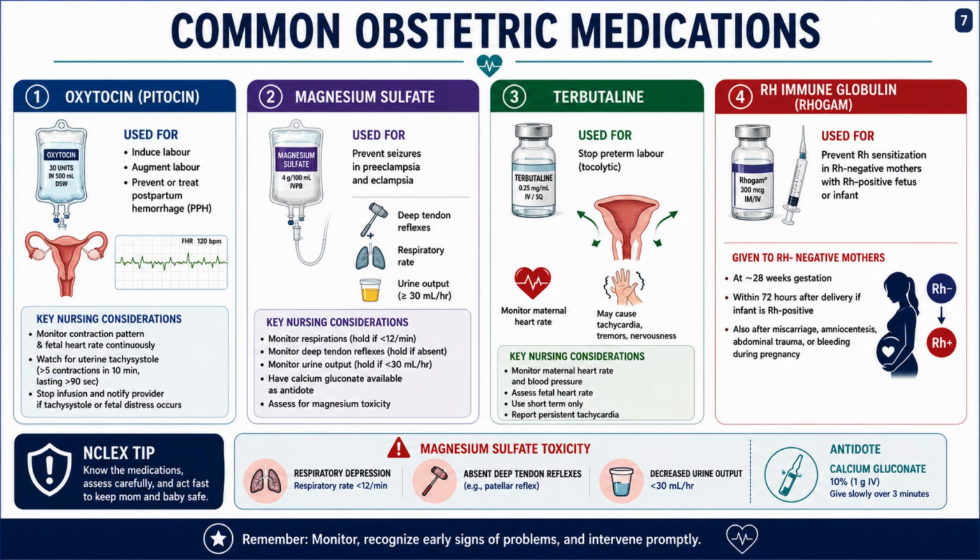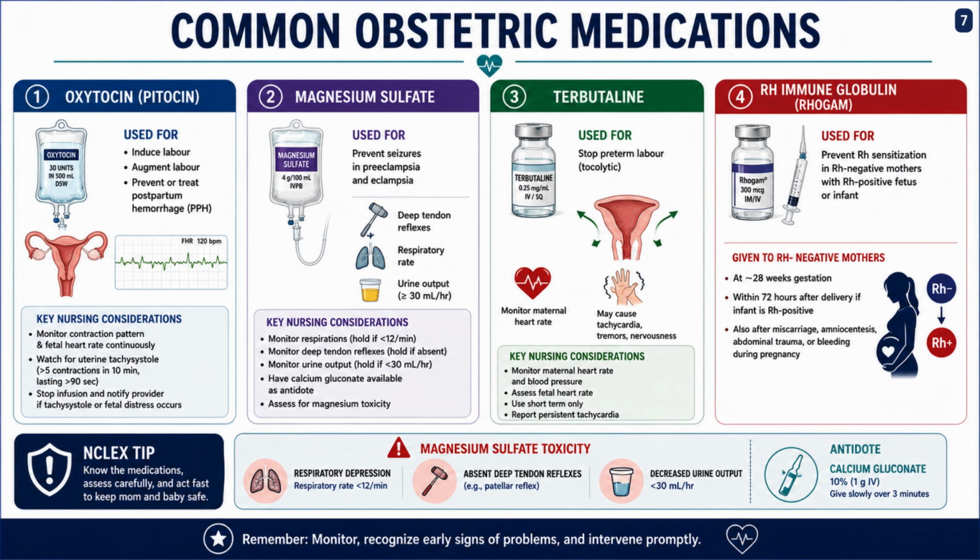Let's review the medications that are commonly tested on the NCLEX and frequently used in obstetric nursing. First is oxytocin, also known as Pitocin. It is used to induce or augment labor and to prevent or treat postpartum hemorrhage by stimulating uterine contractions. While administering oxytocin, nurses must continuously monitor the contraction pattern and fetal heart rate. If contractions become too frequent or prolonged, known as uterine tachysystole, or if the fetus shows signs of distress, the infusion should be stopped immediately and the healthcare provider notified.